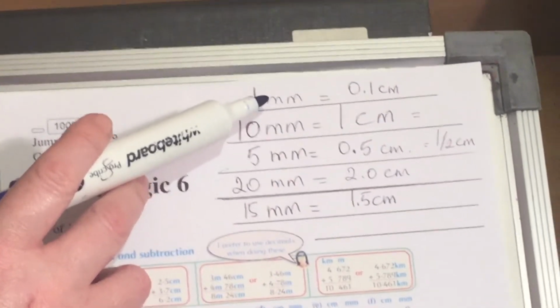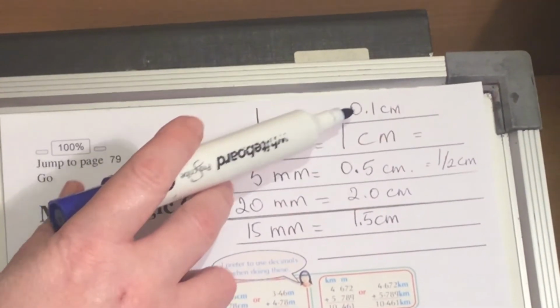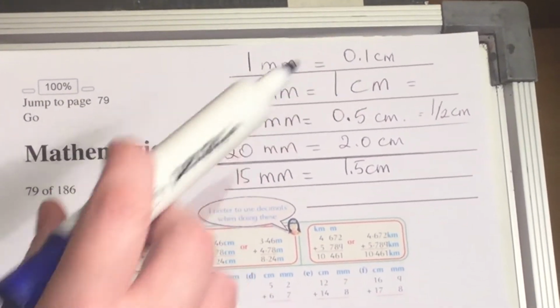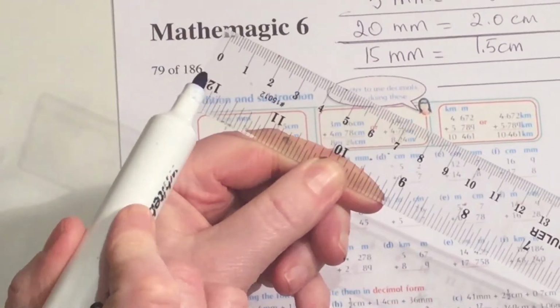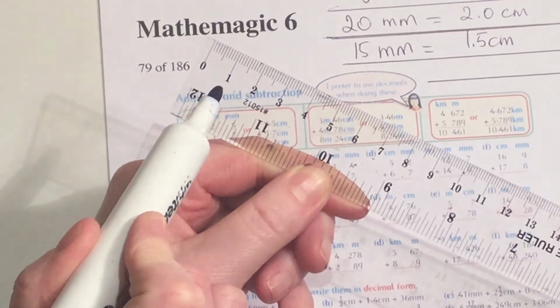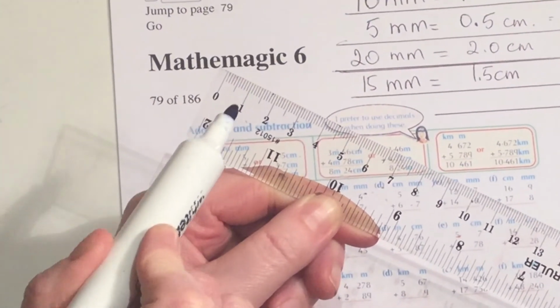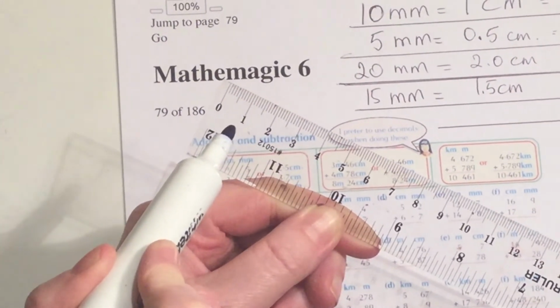1 millimetre equals 0.1 centimetres. 10 millimetres equals 1 centimetre. I'll just show you on the ruler 10 millimetres. So here we have 1 centimetre, and in here are all the little millimetres. So 10 of them is the same as 1 centimetre.